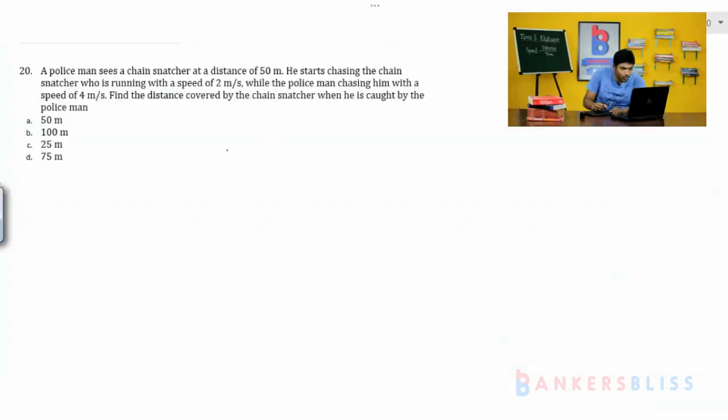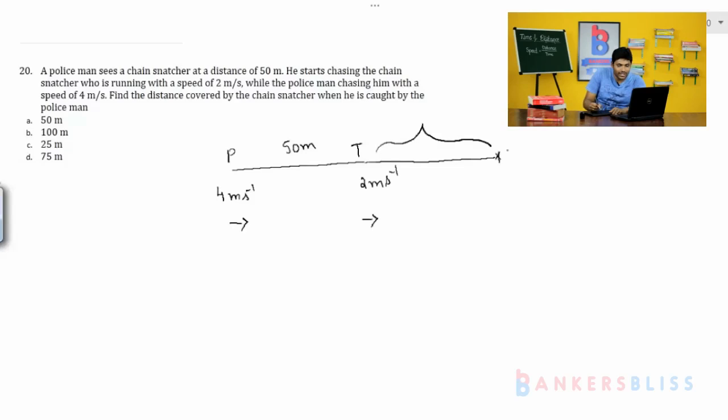See here, policeman and thief, the distance between both of them is 50 meters. So, 4 meter per second and 2 meter per second, this is the speed. Both are travelling in the same direction, so somewhere here they may meet. Let us consider the distance between the thief and this spot as x. That is the distance between the thief and the place where the policeman catches the thief. We have to calculate x.